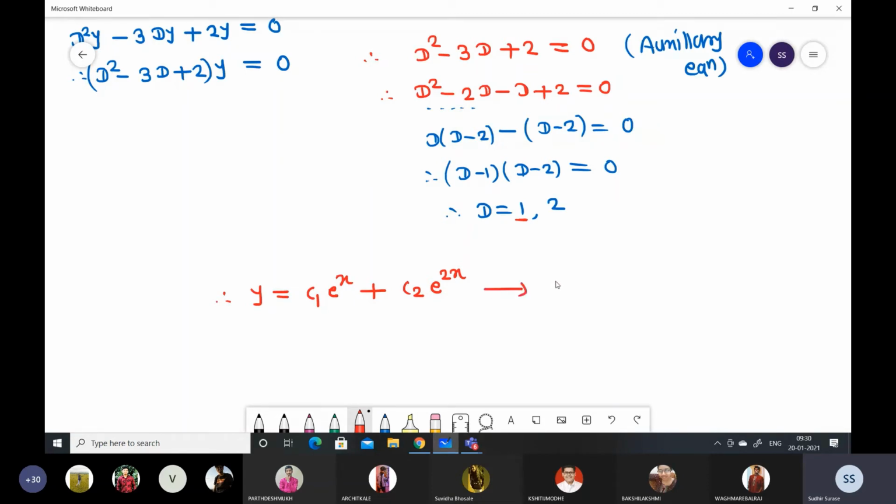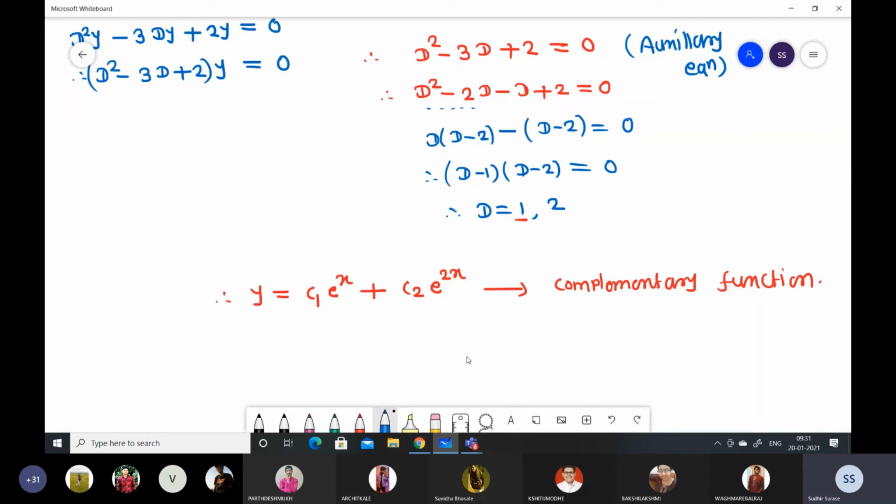This is the solution of the given homogeneous differential equation, and we call it the complementary function. So two things we learn: one is the auxiliary equation, and second is the complementary function. What do we mean by complementary function? It is the solution of the homogeneous differential equation, that is phi of D times y equals 0. Wherever we find the solution of a homogeneous differential equation, we call that a complementary function.